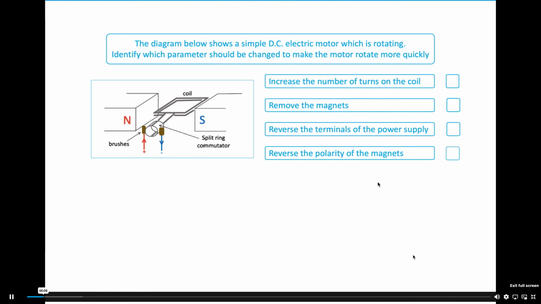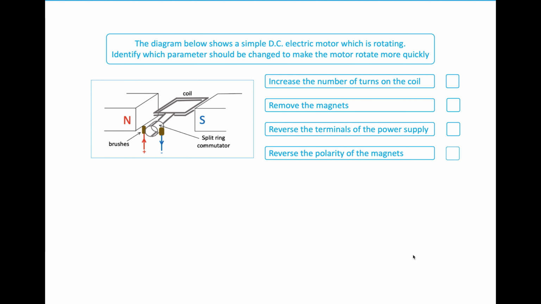Right, here's a question for us to have a look at, and we'll start as usual by reading through the question carefully. The diagram below shows a simple DC electric motor which is rotating. Identify which parameters should be changed to make the motor rotate more quickly.